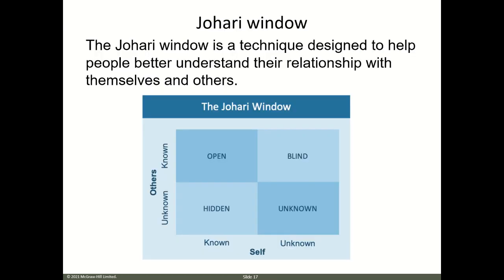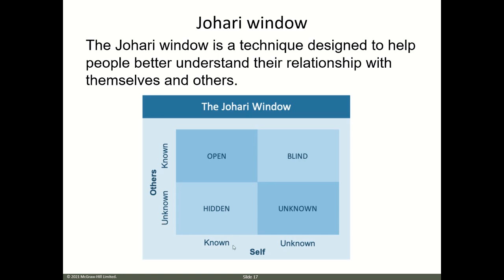Now, what is the Johari window, right? The Johari window is a technique designed to help people better understand their relationship with themselves and others. Sometimes we put others on the y-axis and self on the x-axis. So for self, for example, this is information that is known, and for others it is unknown. It means I know something, but other people don't know it.